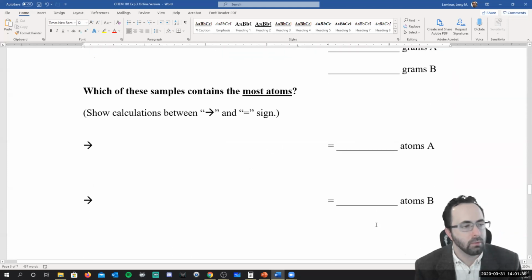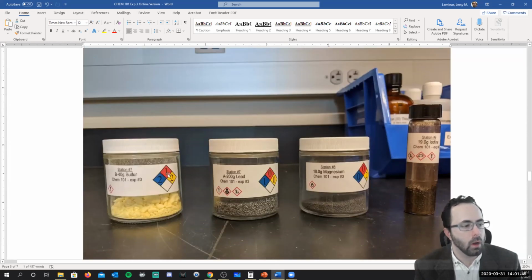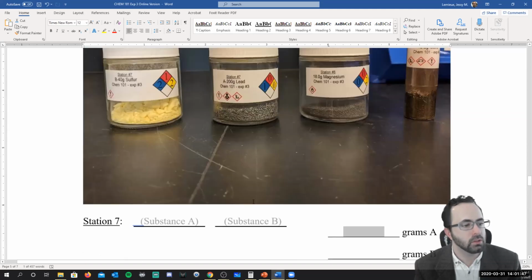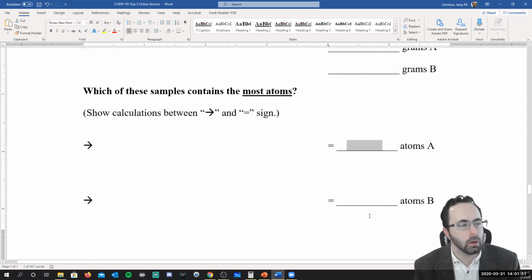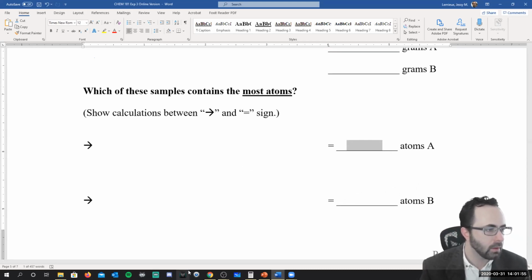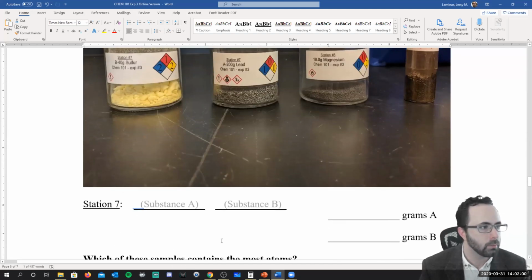So in station 7, you're going to start with grams. Okay, you're going to have, in station 7, 2 compounds. You're going to start with grams, and you're going to get to atoms, the number of particles. So I'm not going to do this one for you. I think that it's, well, maybe I'll do the first one. I'll leave the second one to you.